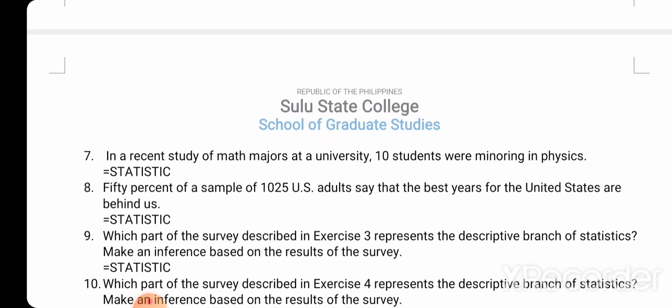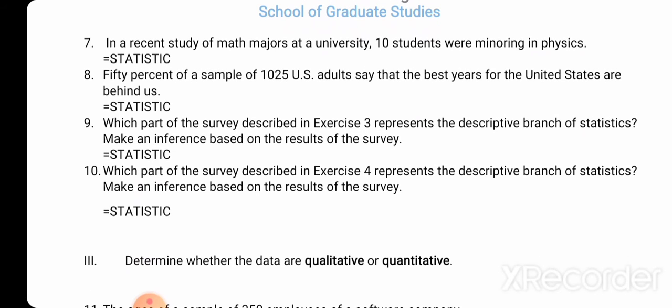And number 7: in a recent study of math majors at a university, 10 students were minoring in physics. My answer is statistic, because a statistic is a numerical description of a sample characteristic.